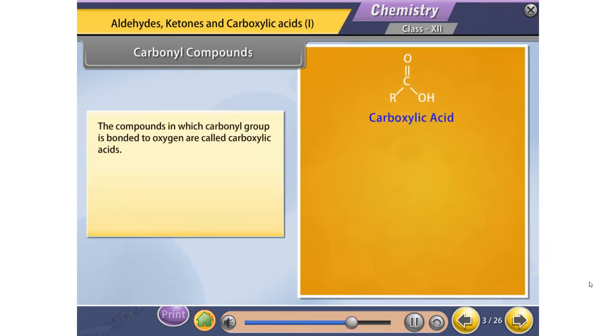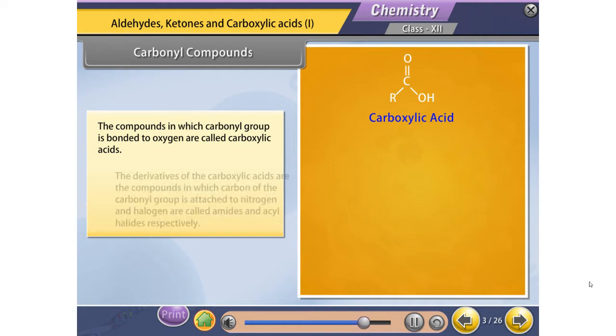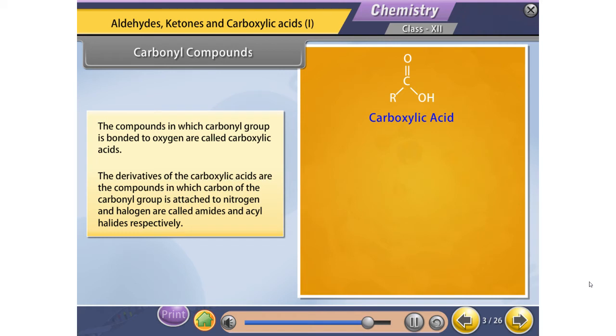The compounds in which the carbonyl group is bonded to oxygen are called carboxylic acids. The derivatives of the carboxylic acids are the compounds in which the carbon of the carbonyl group is attached to nitrogen and halogen, and are called amides and acyl halides respectively.